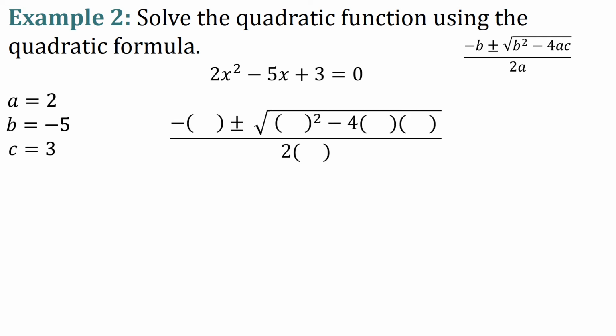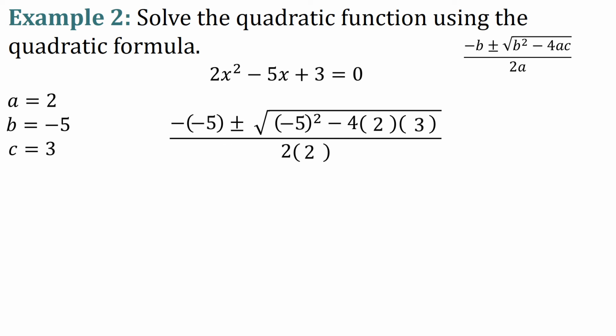So here we have our function. Negative b, negative negative 5. See how I have both negative signs because the formula was negative and the b from the function was negative? Plus or minus the square root of b squared. Okay, b squared is once again in parentheses. It's always in parentheses. Minus 4ac, all over 2a.